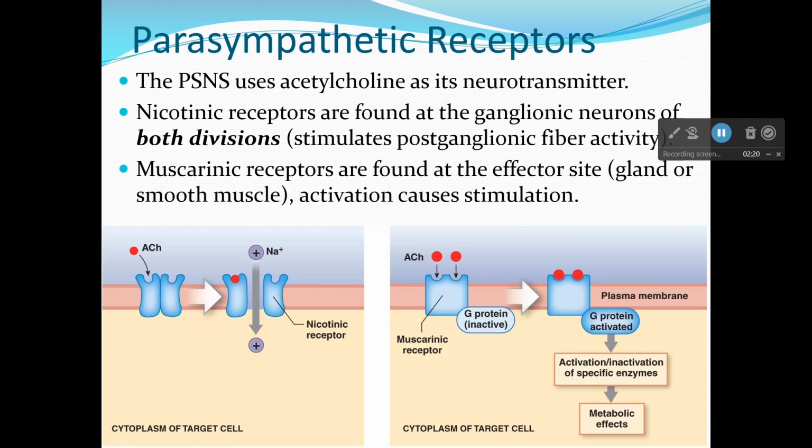Their activation causes stimulation, right? So here's acetylcholine binding to our muscarinic receptor. That activates the G protein. Remember G protein linked systems from biochemistry. Once the G protein is activated, it's going to create second messengers, which are then going to make the cell do something, right? So we'll activate enzymes, we'll turn on metabolic effects.